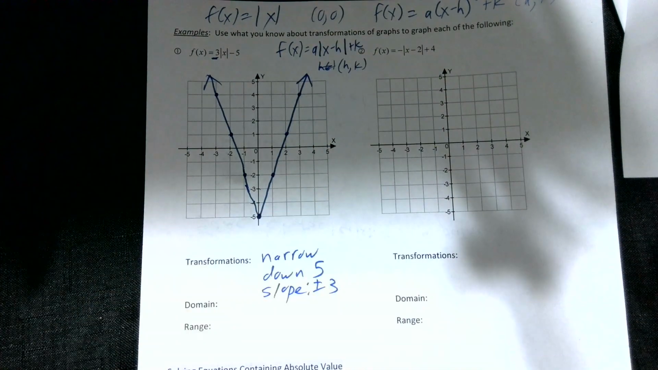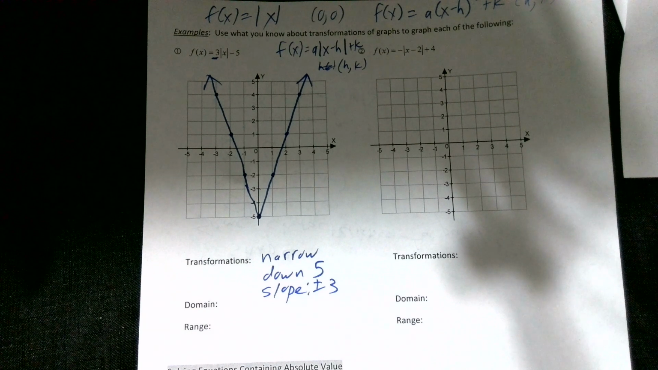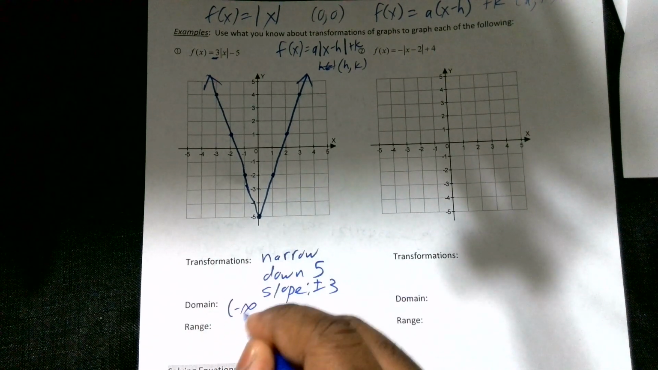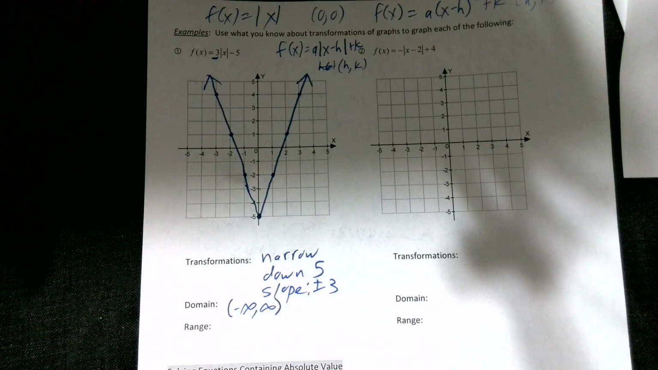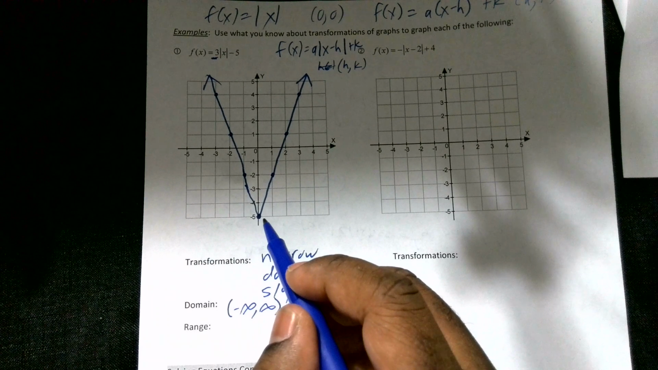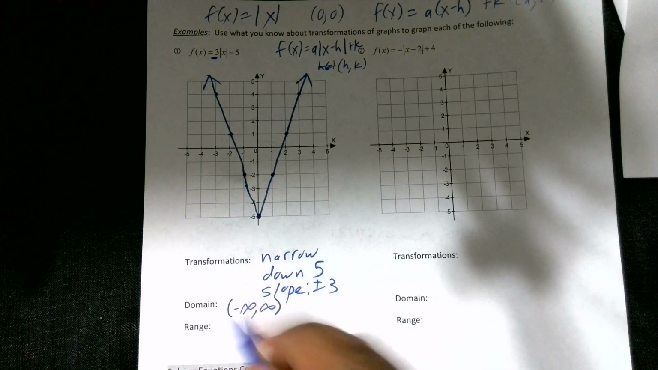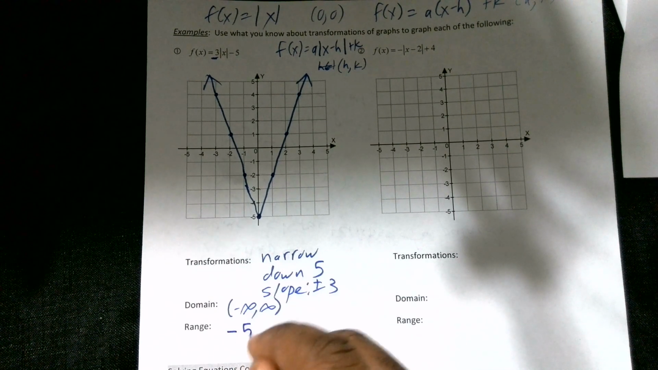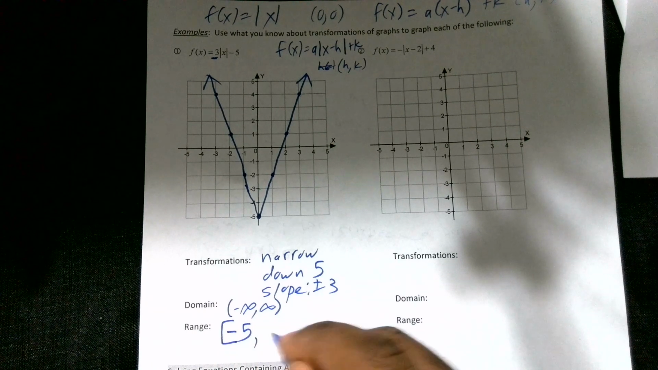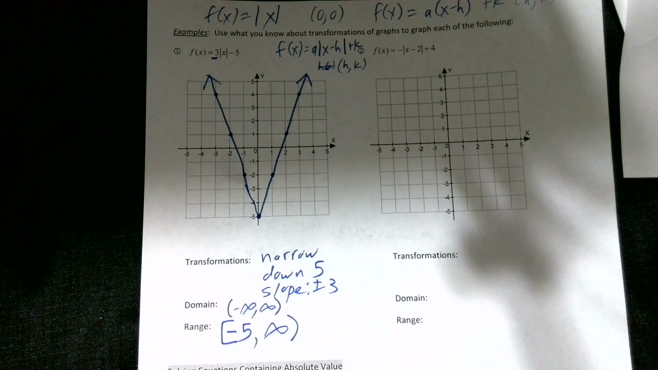So now we have a V-shaped graph. Now we look here at our domain. Our domain is negative infinity to infinity. Now our range, this is a minimum point. So our range is the y value here, which would be negative 5. It'll be a bracket, and it'll go to infinity.